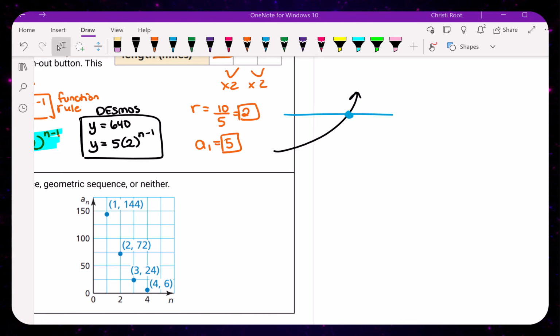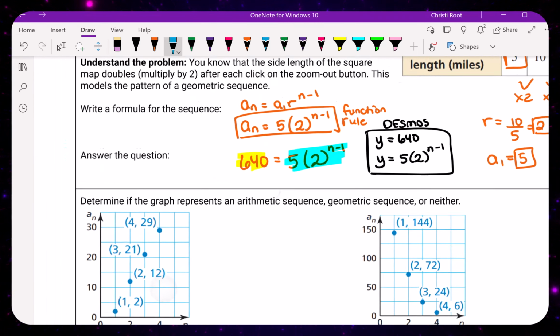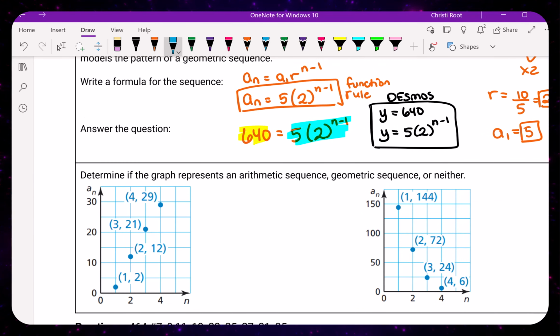Okay, and when you click on that in Desmos, it tells you that it is 8, 640. Remember, this is your term, what it's equal to, and this is the position right here. So what this means is, if you click on this map 8 times, your map length on the side is going to be 640 miles. So we're going to answer the question. It's going to take 8 clicks. And that's how you do it.